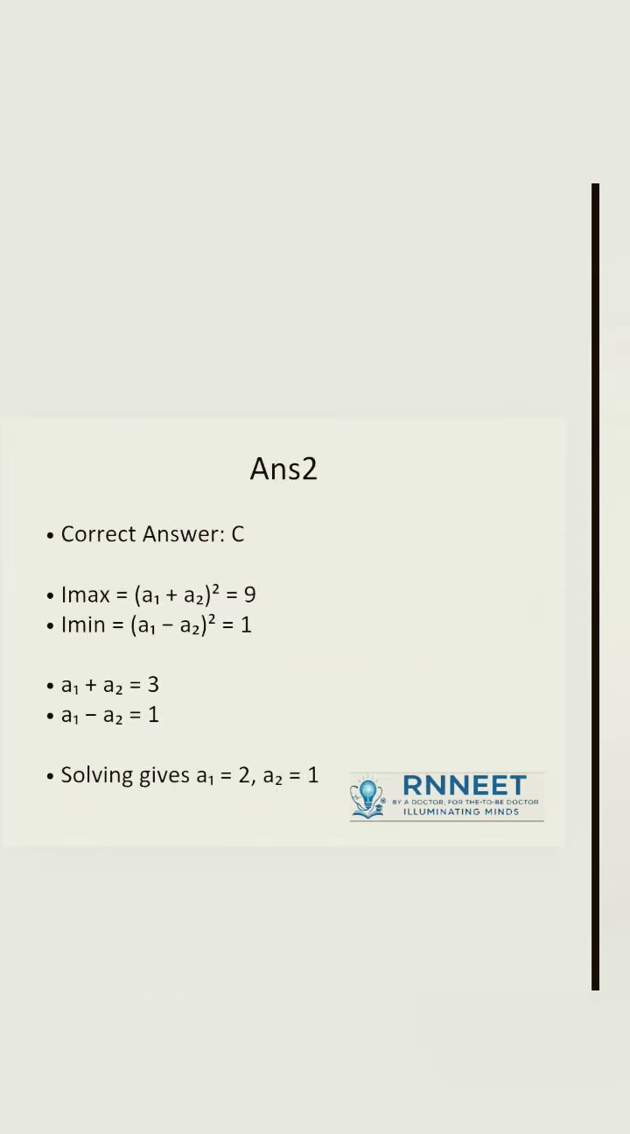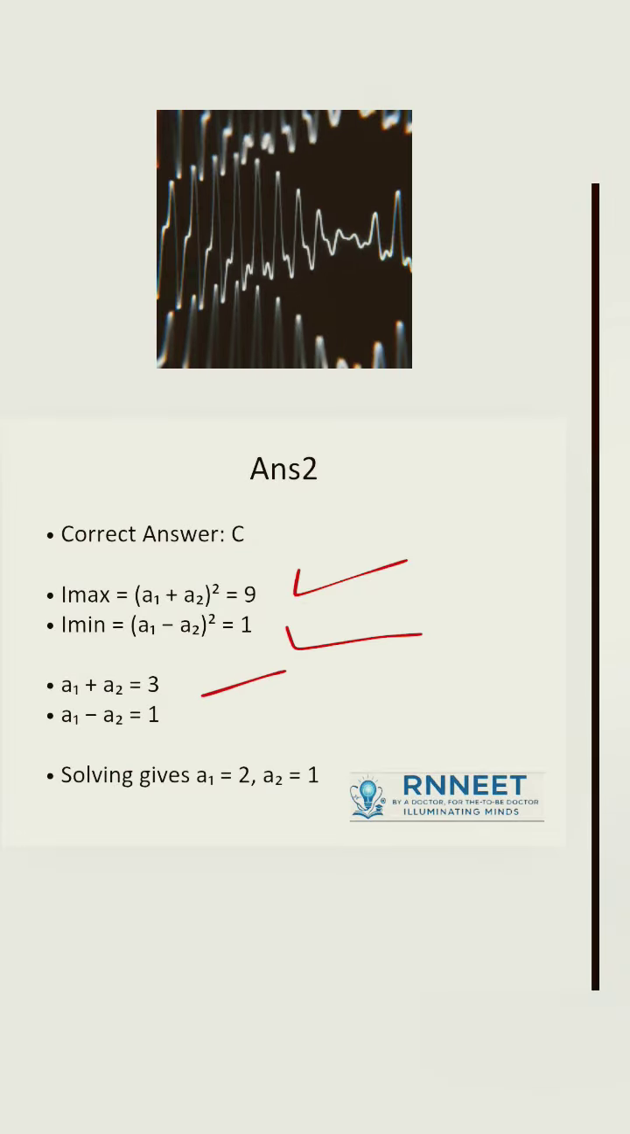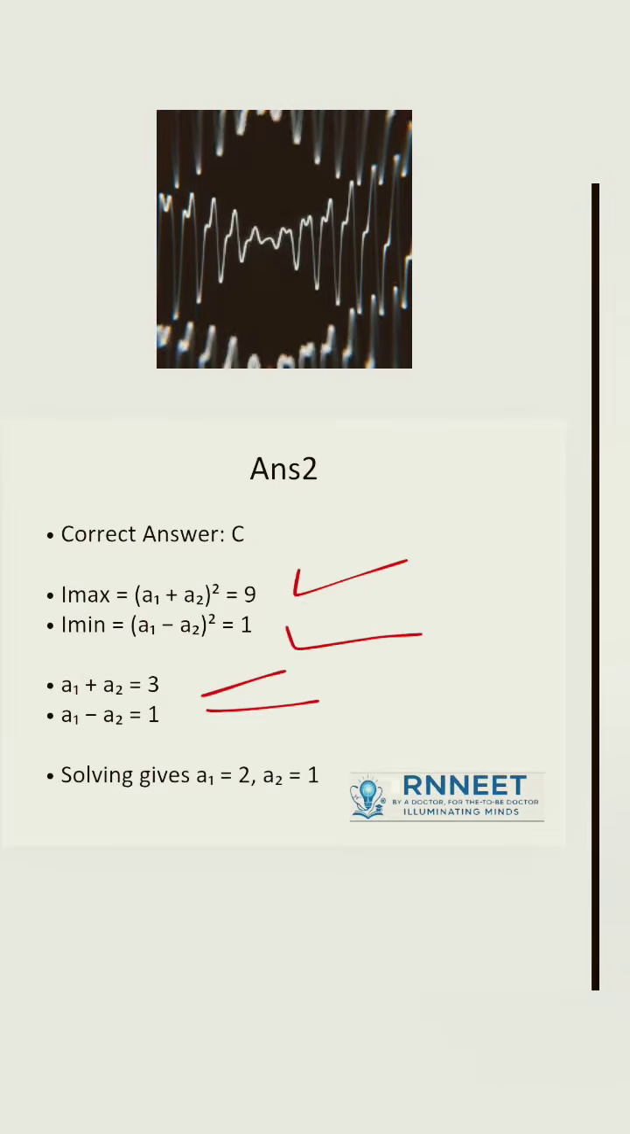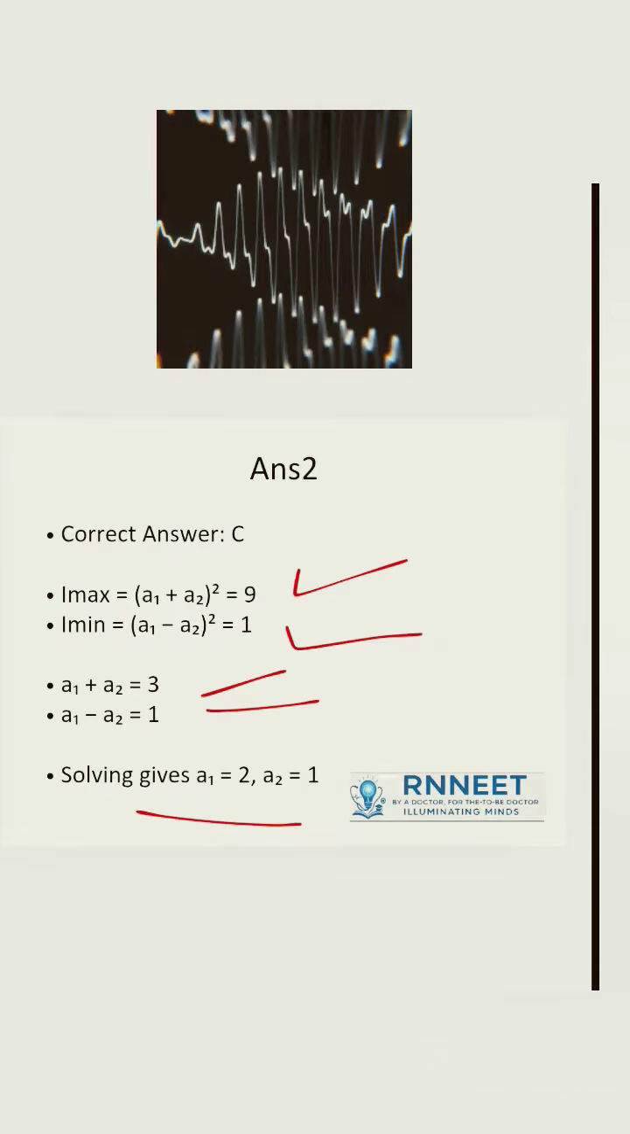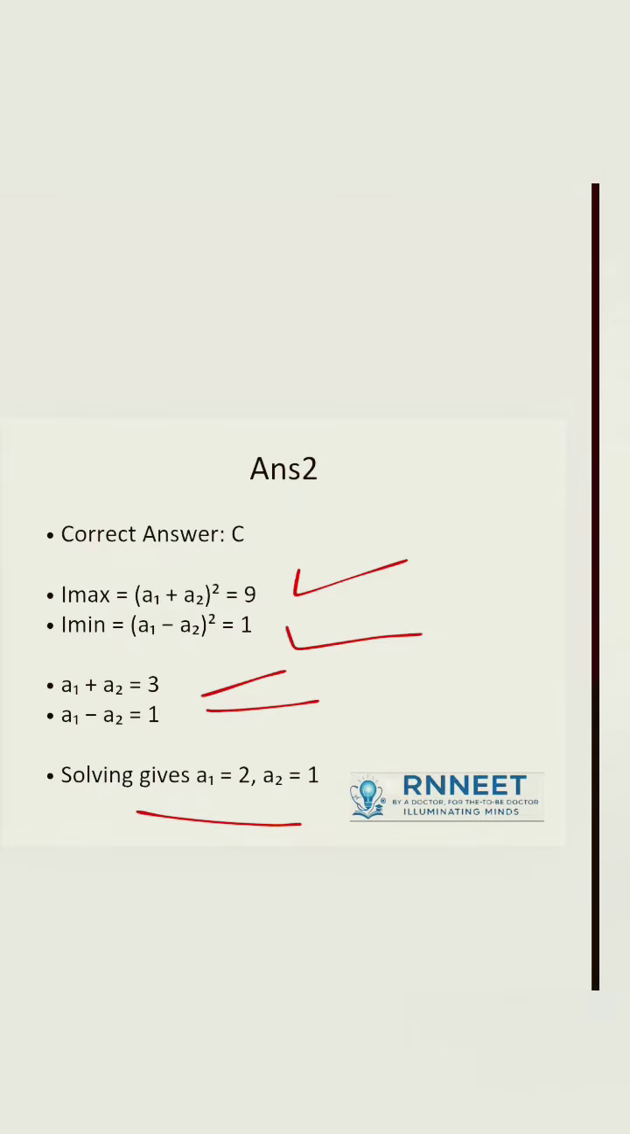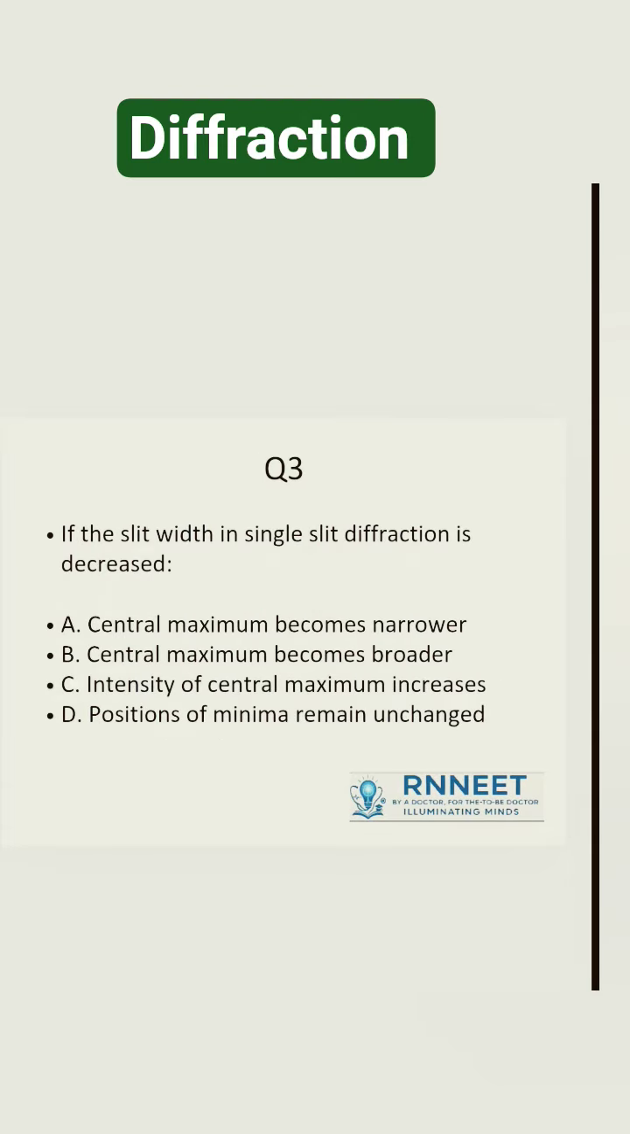So therefore, you know these two things. So you can equate I max is equal to (A1 plus A2) the whole square, which is equal to 9. I minimum is (A1 minus A2) the whole square, which is equal to 1. Squaring both sides, you get A1 plus A2 is equal to 3, A1 minus A2 is equal to 1. Simple, solve that, you get 2 is to 1. So therefore, the ratio of amplitude is 2 is to 1. The ratio of intensities will become 4 is to 1 if I say intensity.